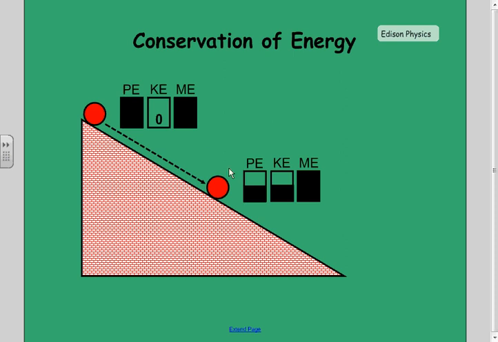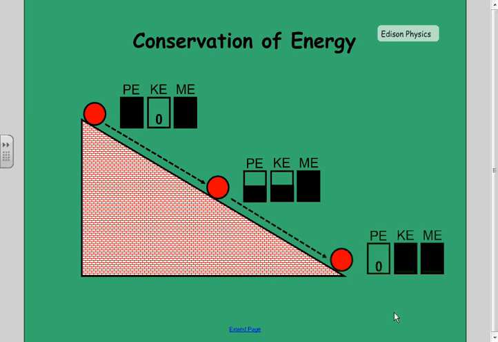All right, let's look at one more spot. This time let's look at the ball right at the bottom of the hill. Now it has no height, so the potential energy bucket is empty because there's no potential energy. It's moving very fast at this point. In fact, it's all kinetic energy at this point. And we know it's all kinetic energy because ME has to stay the same. The total mechanical energy can't change. So here it's all kinetic.